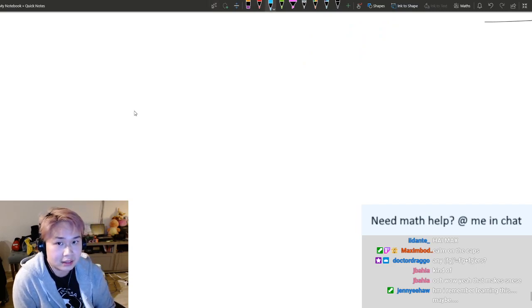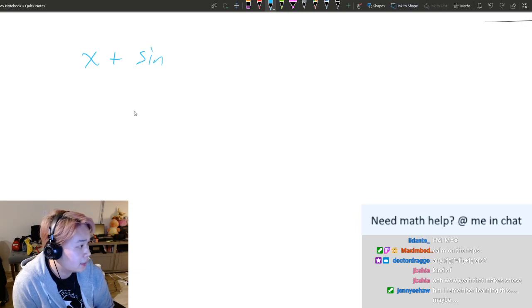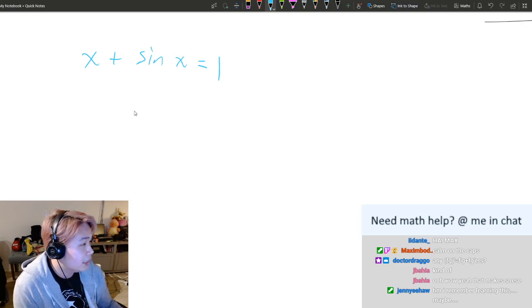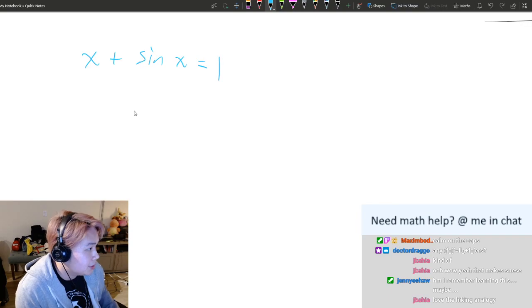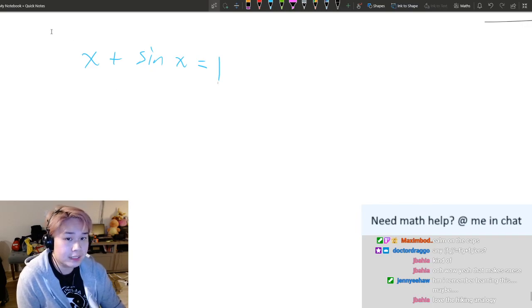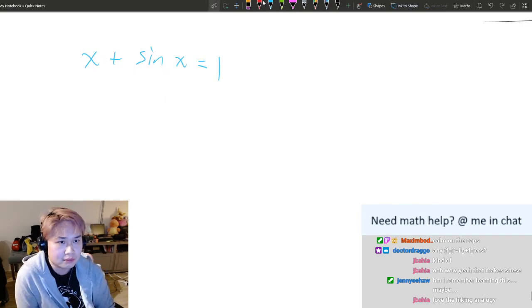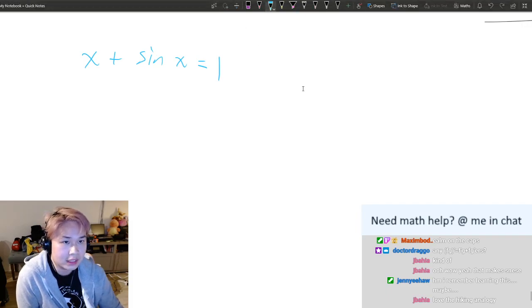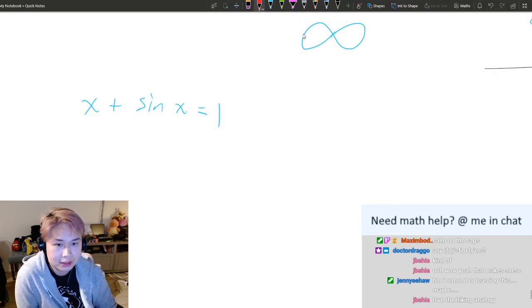Okay, so then your actual question. You have x plus sine of x equals 1. Now, does the intermediate value theorem show at least one solution on this interval 0 to pi over 4? So we just need to see if there's an x value here.